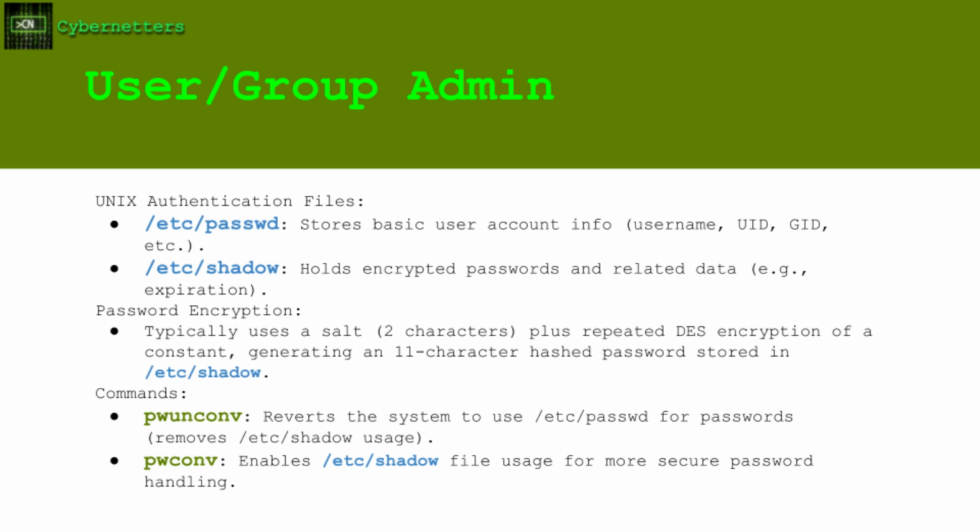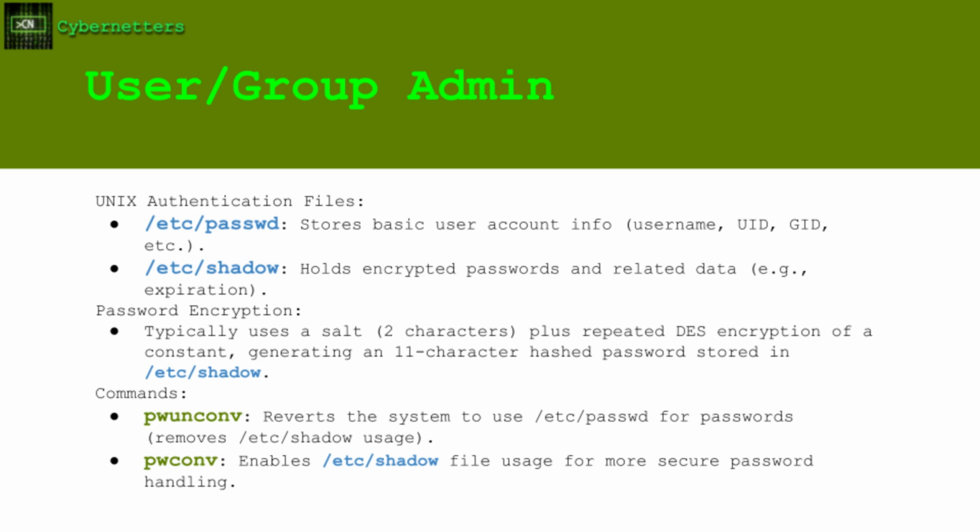Now, about password encryption. Unix doesn't store passwords in plain text, obviously. It uses salts, which are random two-character values that are added to a password before encrypting it with DES hashing. This makes it harder to crack since even if two users have the same password, their hashes will be different.